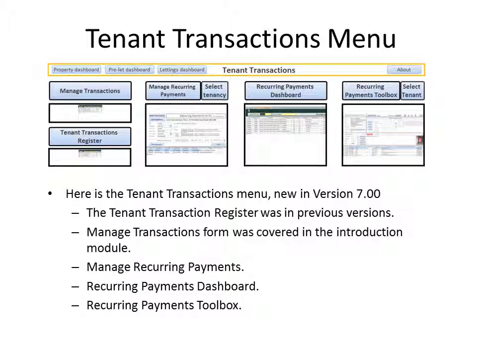The forms which are new for recurring payments are Manage Recurring Payments, which is described and demonstrated in the next couple of slides; Recurring Payments Dashboard, which shows all recurring payments which are not up to date with credits in the tenant; and Recurring Payments Toolbox, which is used to chase up tenants who appear on the dashboard. These features will all be covered in this training module. Users familiar with the Housing Benefit Dashboard and the Housing Benefit Toolbox should feel at home when they see the equivalent new forms for recurring payments.